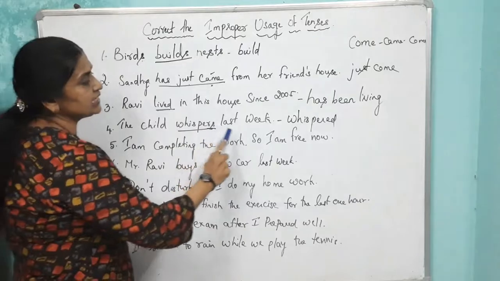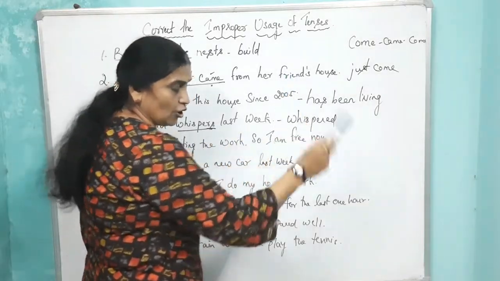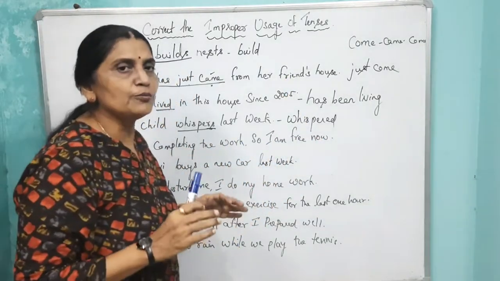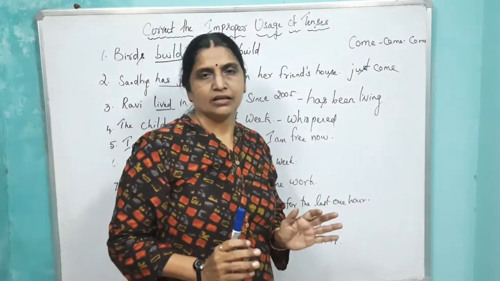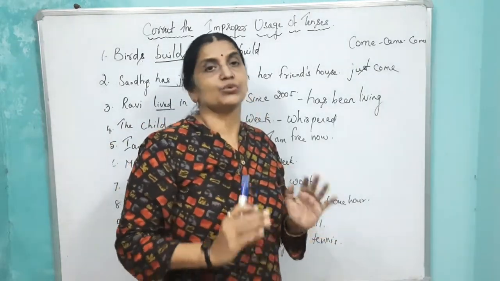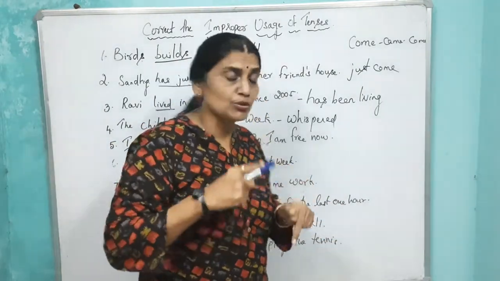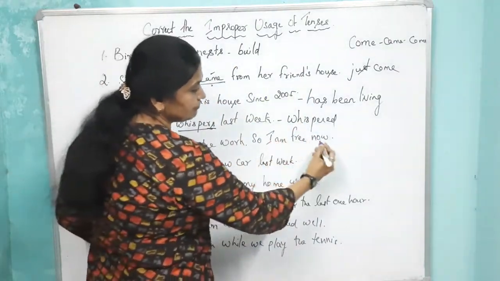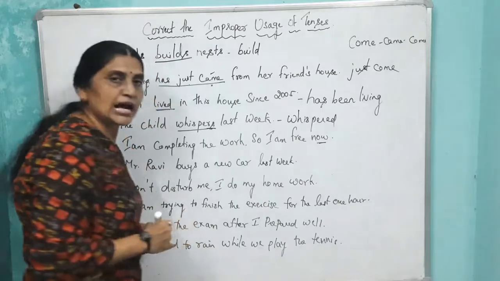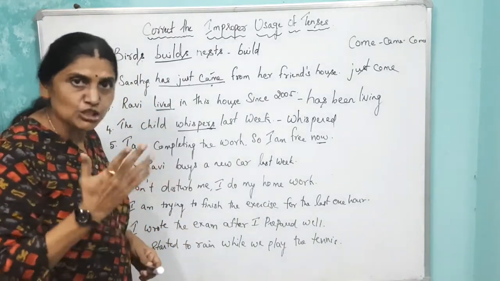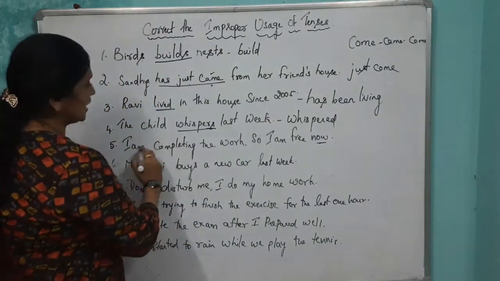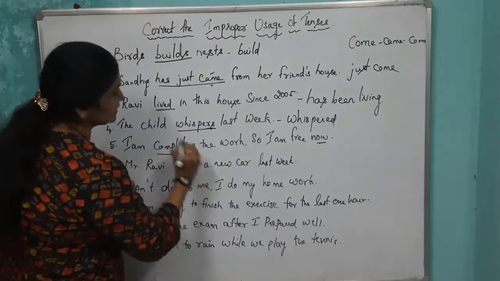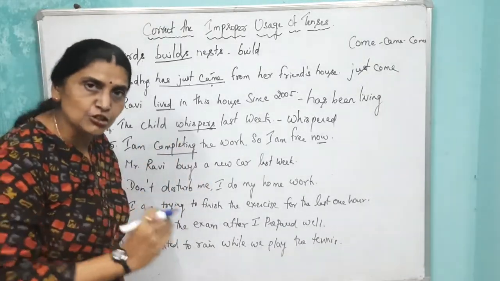I am completing the work, so I am free now. So when can you be free? When you complete the work, that means after completing the work only, you can be free. Now this sentence says, I am free now. So I am free now because I finished my work. But here, I am completing the work. Completing indicates what? Continuous tense.